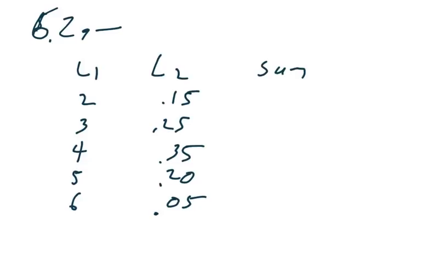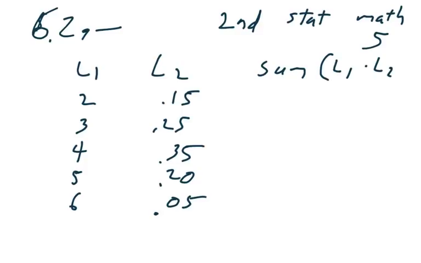To get the sum, we hit second and then the stat button that gets us to our list menu. Move over to the math and 5. And then we're going to do second 1 times second 2 for L1 times L2. And that will tell us the mean number of riders to expect. And so we get 3.75 riders.